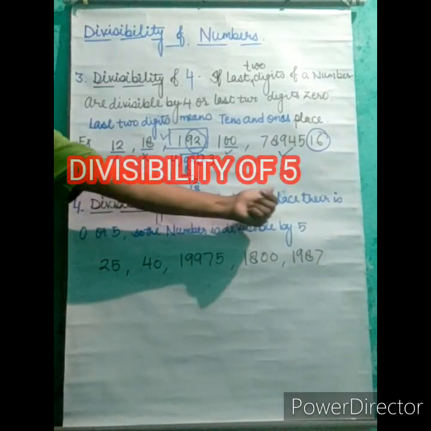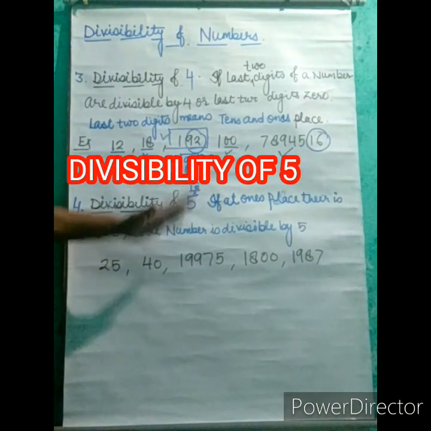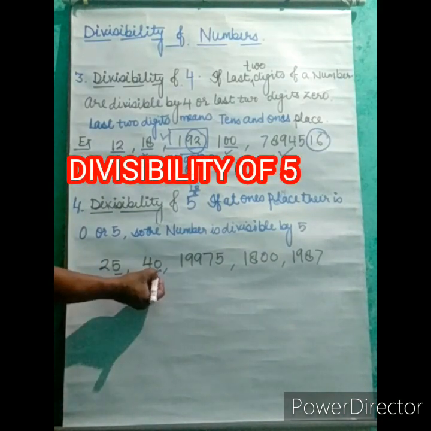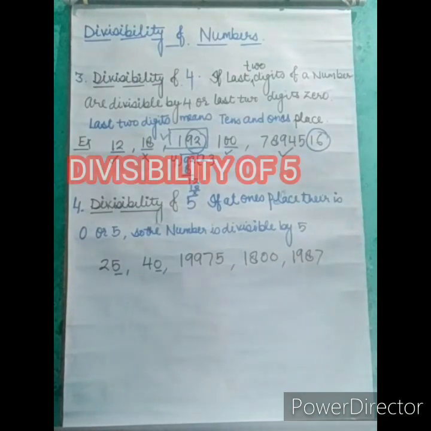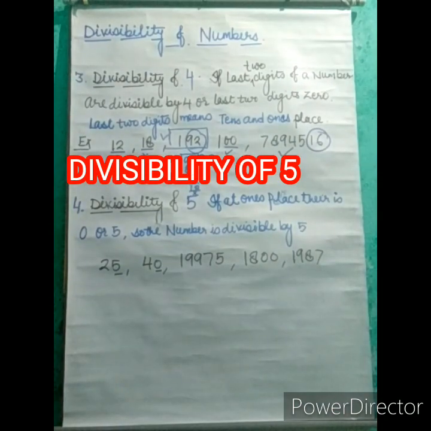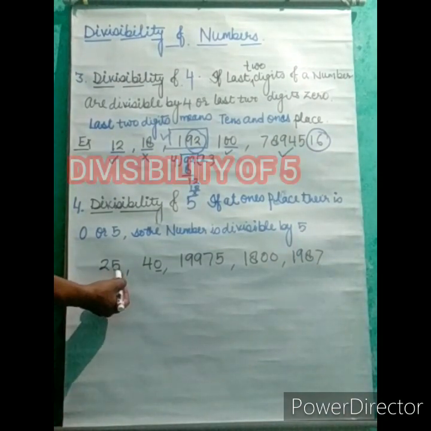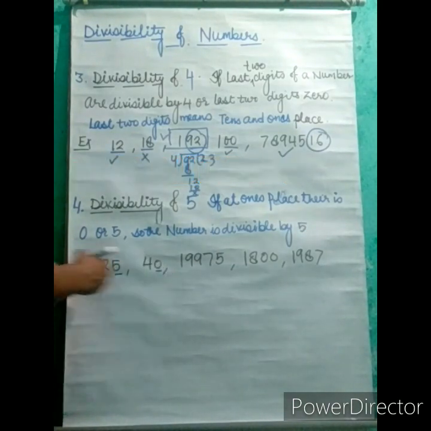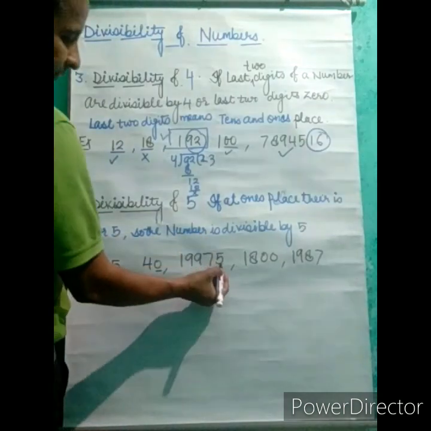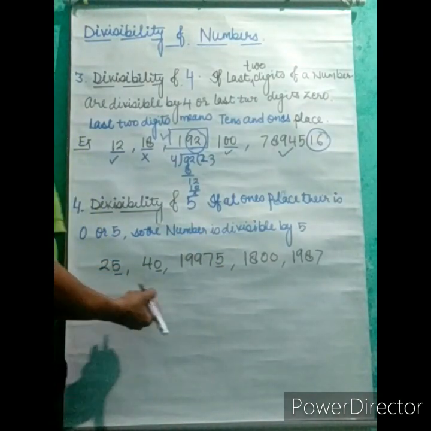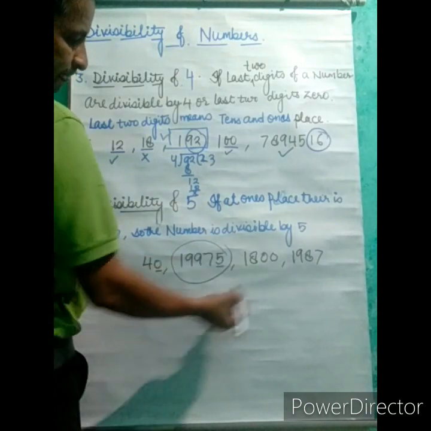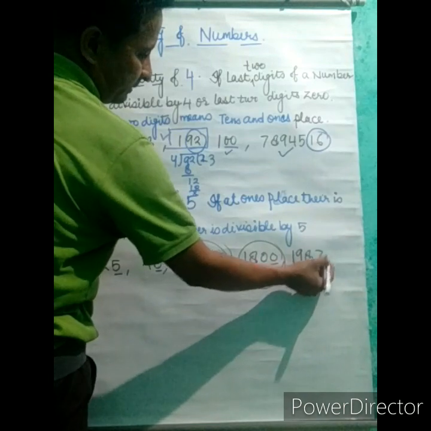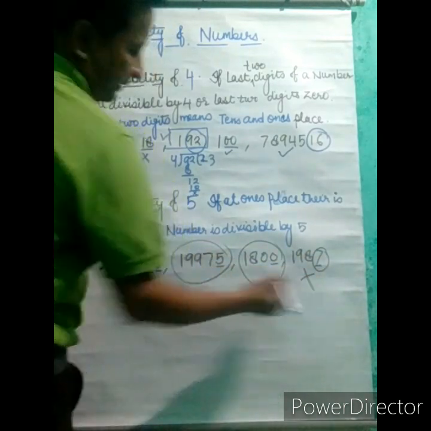Divisibility of 5: if at one's place there is 0 or 5, the number is divisible by 5. So here at one's place there is 5, it means this number is divisible by 5. Here 0 at one's place, so this number is also divisible by 5. Here one's place there is 5, so this number is also divisible by 5. Here is 0, this number is also divisible by 5. At one's place there is 7, this is not divisible by 5.